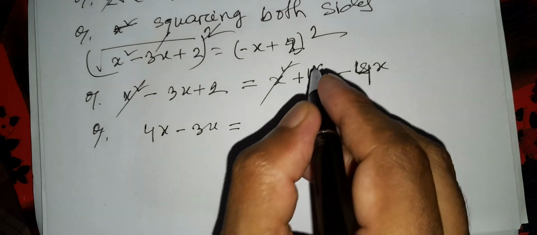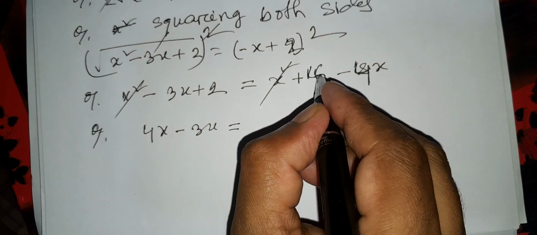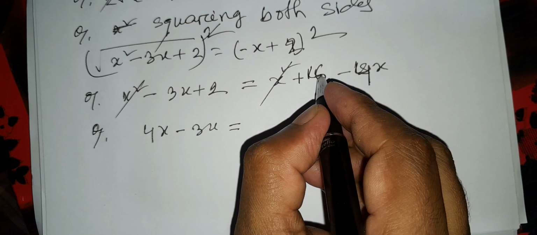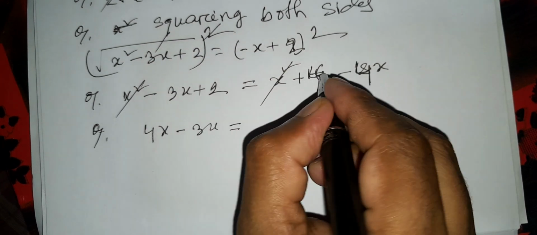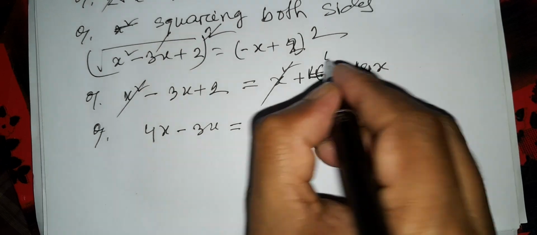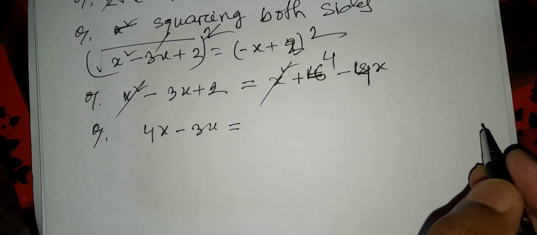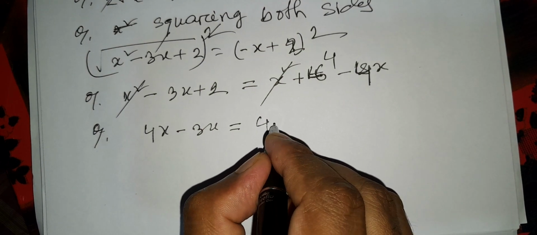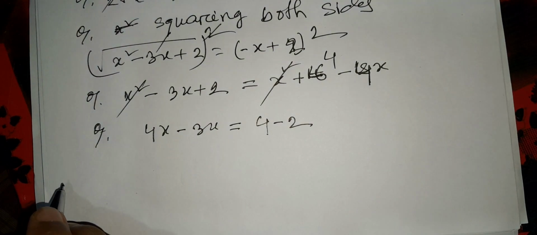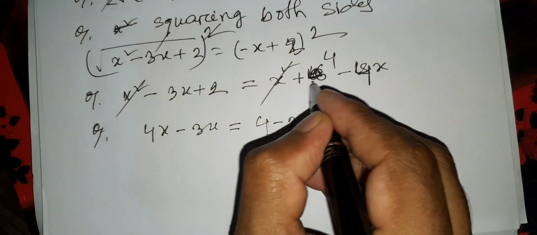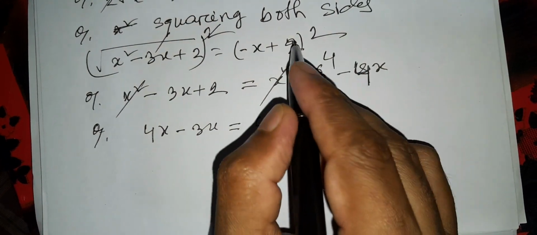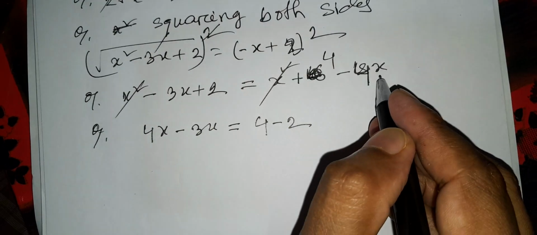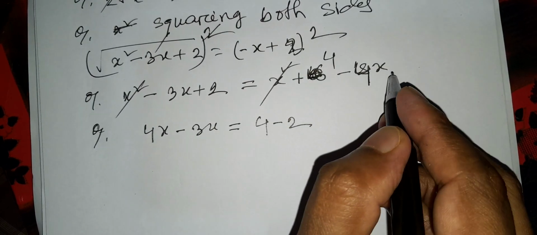and here will be 4. 4 minus 2, understand that here will be 4 because 2 square equal to 4, and 2x into 4 is 4x.